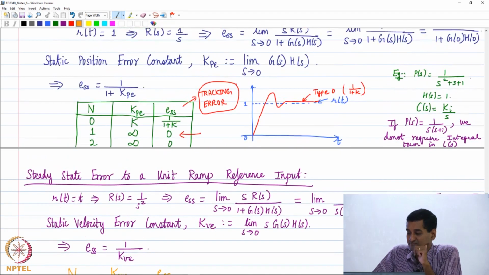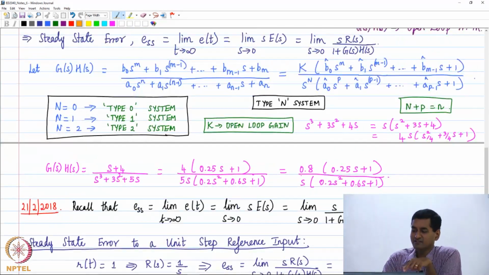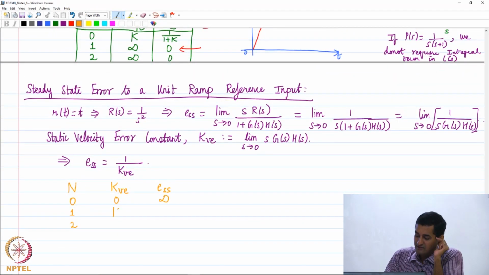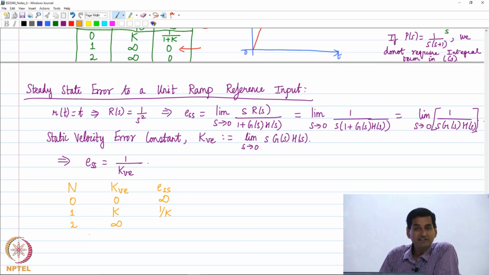Now with a type 1 system, what will happen to Kv? Type 1 system means there is an s term in the denominator. So you multiply by s, the s and s will get cancelled, right. As you take the limit s tending to 0, Kv will become capital K, the open loop gain. So the steady state error will become 1 by K, right. For type 2 and higher, Kv will be infinity, and consequently the steady state error will be 0.